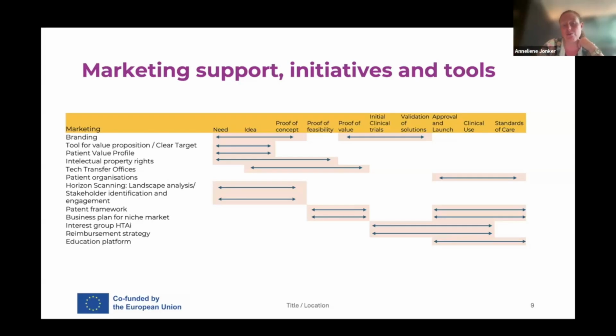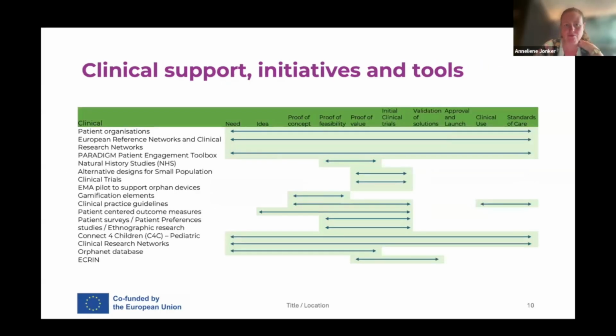But also the work of working on marketing together with, for instance, tech transfer offices and patient organizations to really spread out the idea of the tool that you're developing. And the importance of this image is really that most of these marketing support steps are actually quite early on already in the process of developing an orphan or pediatric device. And here are, of course, also the steps in terms of reimbursement. So steps towards HTA reimbursement and business plan that quite early on make it important to focus on this.